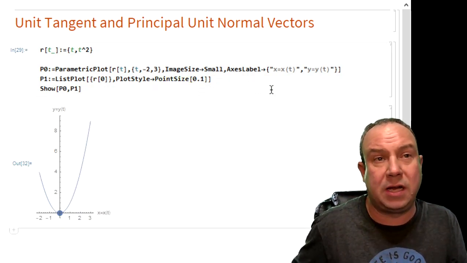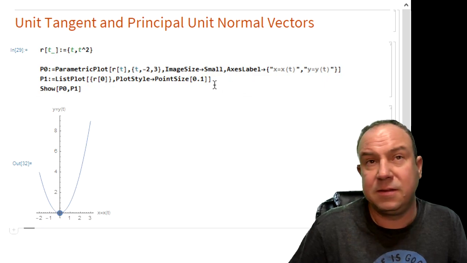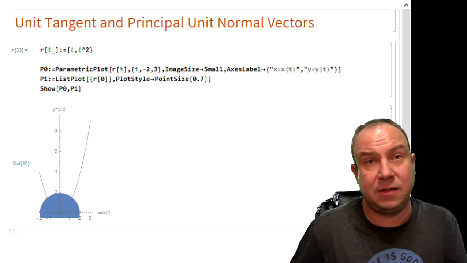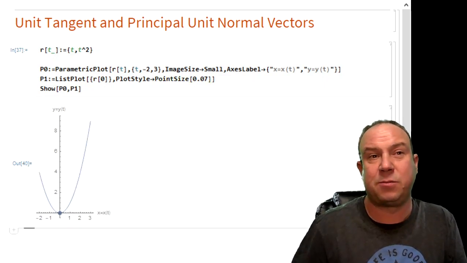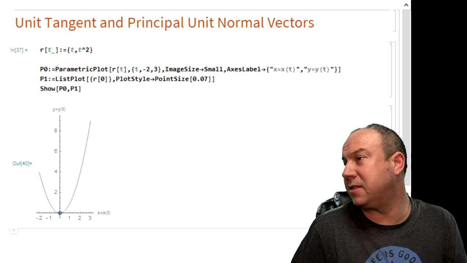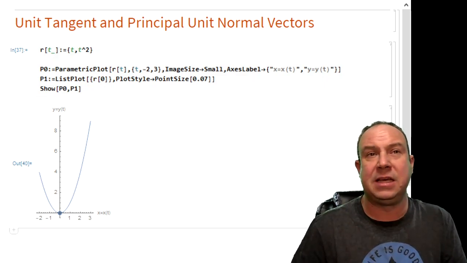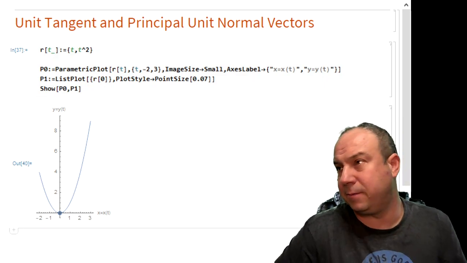What if we go down to 1? A little smaller than that, right? So maybe go 0.7. Not 0.7, 0.07. Let's go smaller. There it is. Nice, right? So that's where t is equal to 0 in our plot.